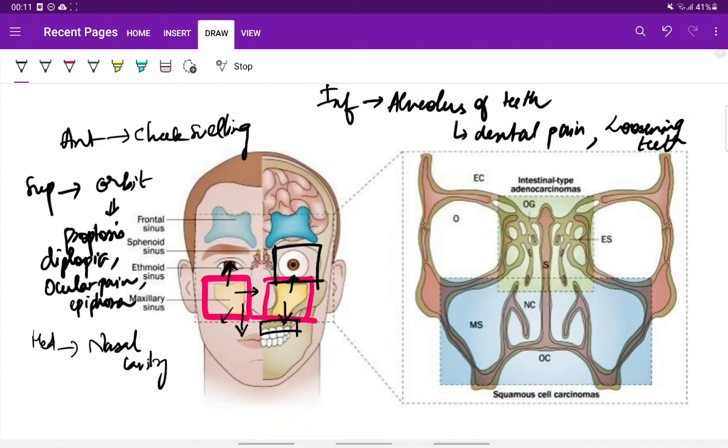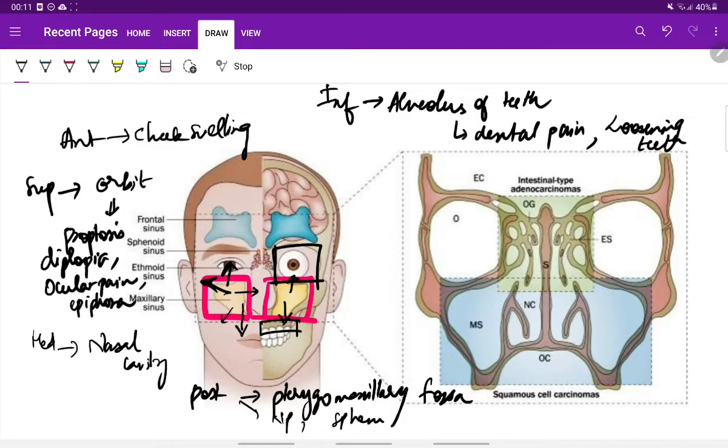Next is the posterior spread. Posteriorly, it can spread into the pterygomaxillary fossa, pterygoid plates, and also it can extend into the nasopharynx, sphenoid sinus, and also the base of skull. And there can also be intracranial spread through these ethmoidal sinuses.